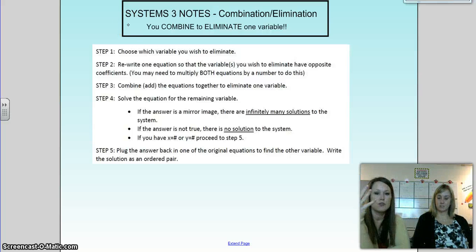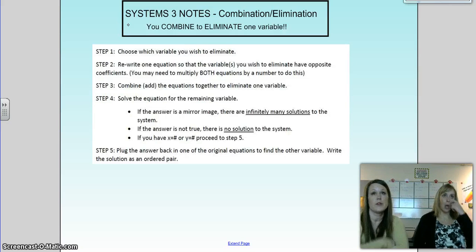Hey guys, Systems 3. Today we're talking about combination/elimination. And it's just as it sounds. If you eliminate something, it's gone. So what we're doing is we're going to go through these 5 steps.